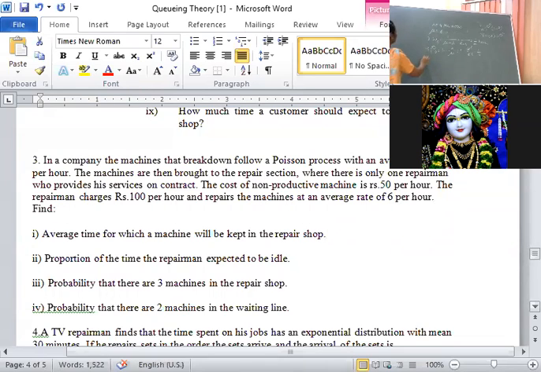What is the fourth bit's answer? Everybody is having calculators, I hope. Ma'am, the fourth one, wouldn't it be the length of the queue? Pardon me, Saurabh? The fourth one, ma'am, the formula will be for the length of the queue, no? No, here what they asked is the probability that there are two machines in the waiting line, that there are two machines and n is greater than or equal to 2.